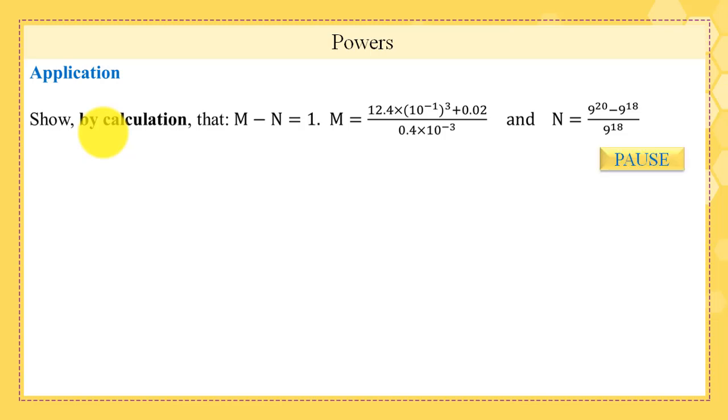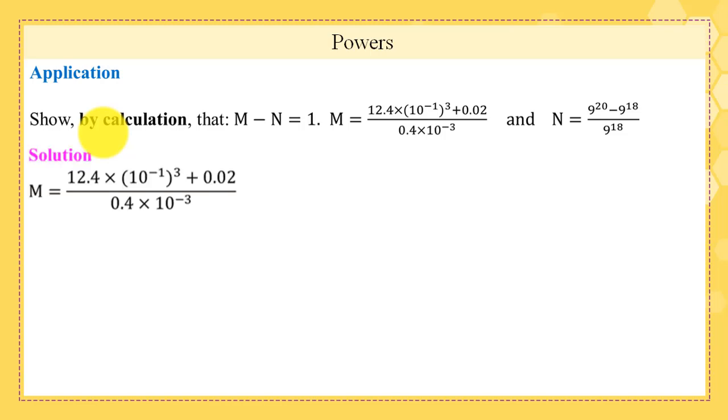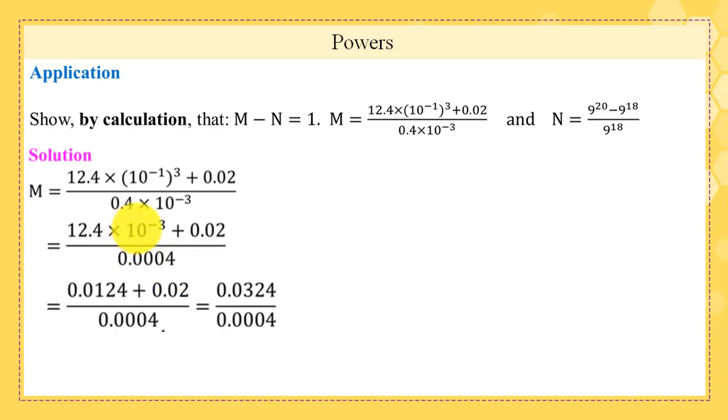Solution. M equals 12.4 times 10 to the power minus 1 to the power 3 plus 0.02 over 0.4 times 10 to the power minus 3. Here, 10 power minus 1 to the power 3 equals 10 power minus 3. And 0.4 times 10 to the power minus 3 equals 0.0004. Hence, m equals 12.4 times 10 to the power minus 3 plus 0.02 over 0.0004. The powers of 10 are small, so we write the powers of 10 in the form of decimal numbers.